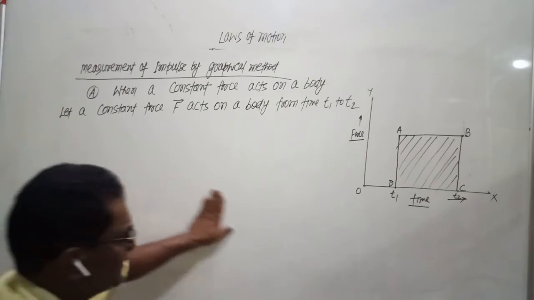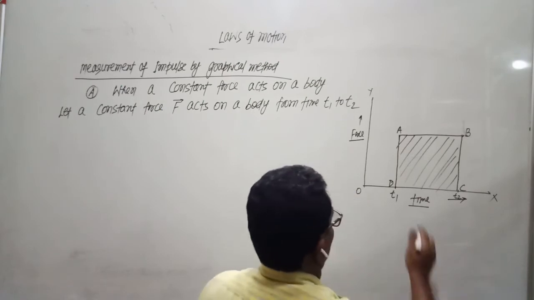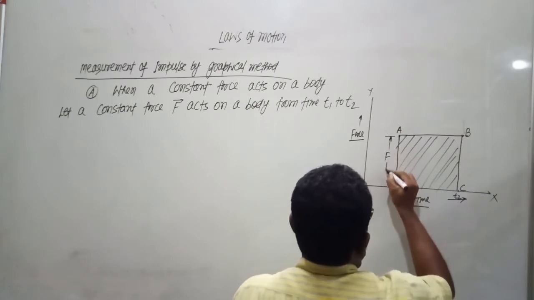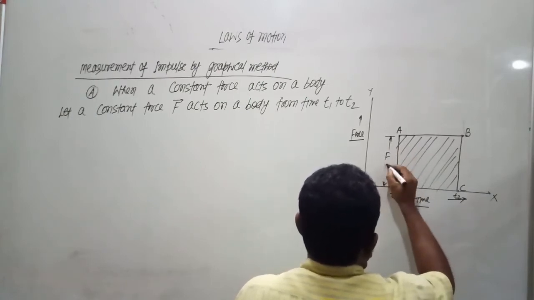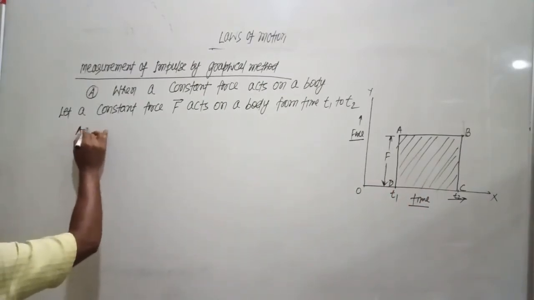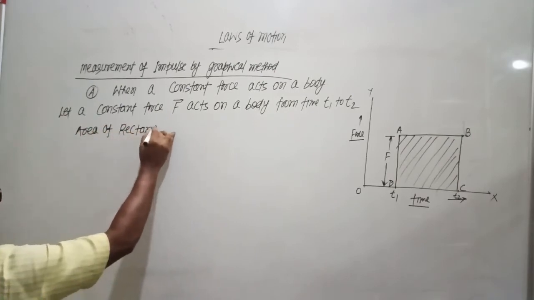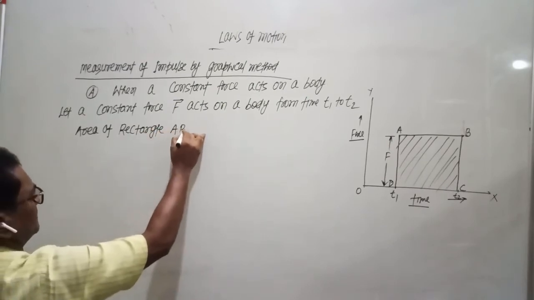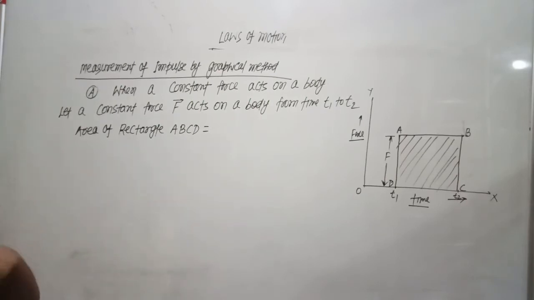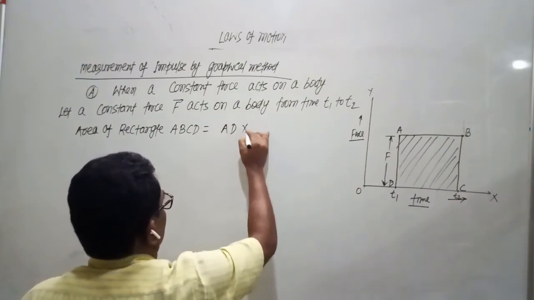So for finding the impulse, we find the area of the rectangle ABCD. Let the constant force be F. The area of rectangle ABCD is equal to length into breadth, so AD into DC.